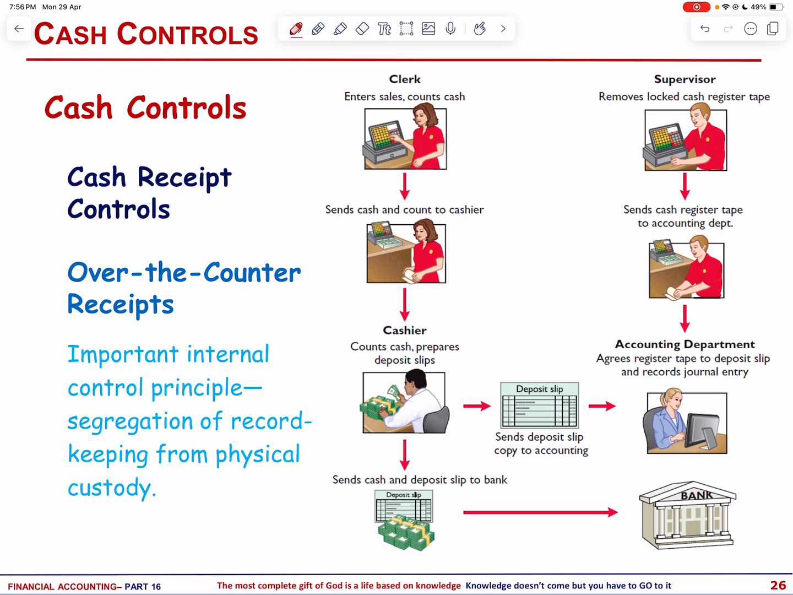For over the counter receipts, it is important to separate handling cash from recording transactions. This way, the person taking the money isn't the same as the one recording it. This split reduces errors or misuse, making the process more secure.